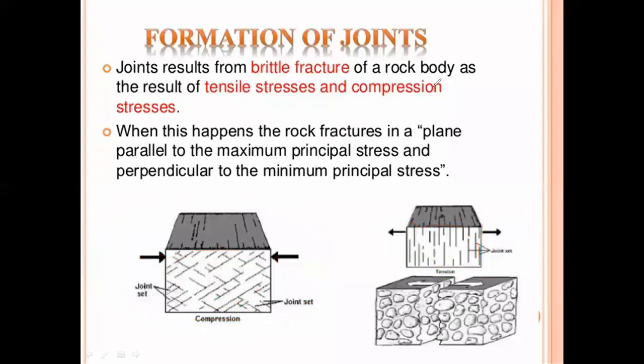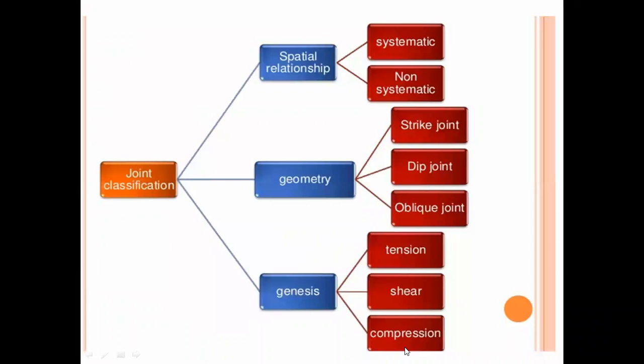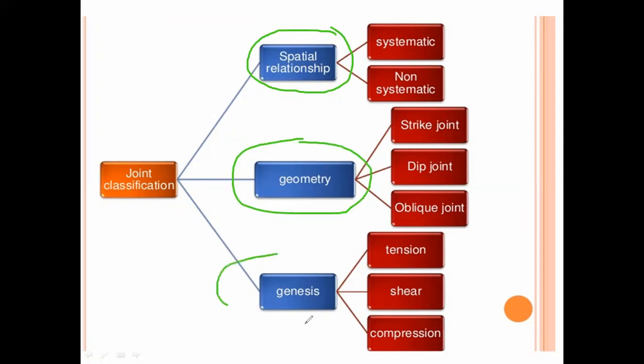Now we are going to discuss the classification of joints, that is, the types of joints. In the classification of joints, the joints are classified into various categories depending on the factor. First one is the spatial relationship, second one is the geometrical classification, and third one is the genetic classification of the joints.